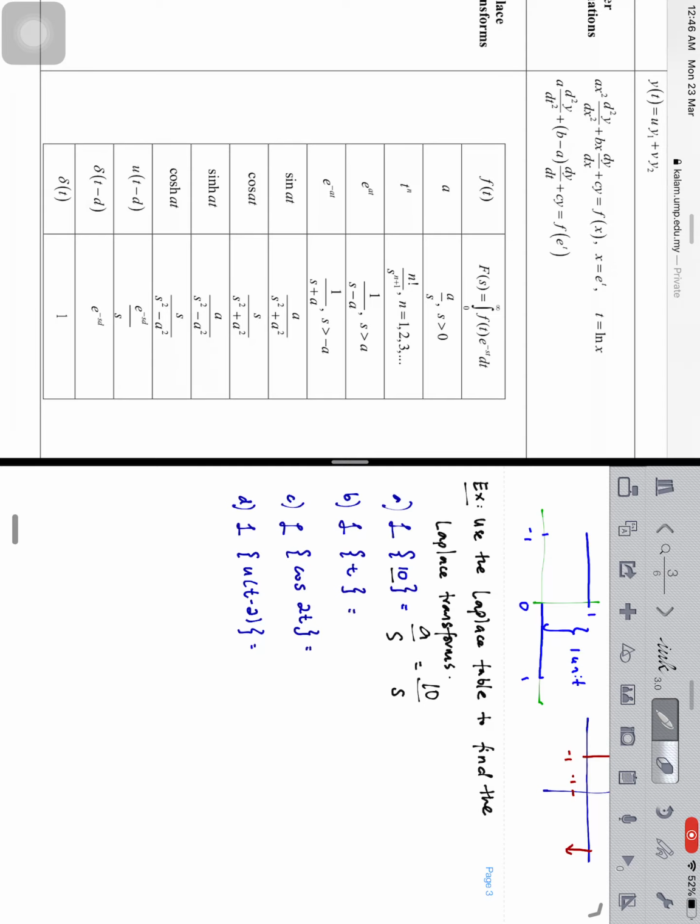And Laplace of t, so here I need to identify my n value. My n value is going to equal 1 because it's t to the power of 1. So therefore this is going to equal 1 factorial over s to the power of 1 plus 1, which is going to give us 1 over s squared. And then here we have Laplace of cos 2t, and according to the formula, I'm going to end up with s over s squared plus a squared. So what is my a? It's right there, the number right in front of the t. And so therefore I'll end up with s over s squared plus 2 squared, which is going to equal 4.